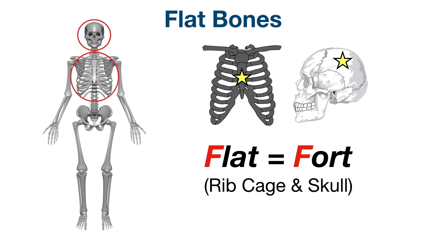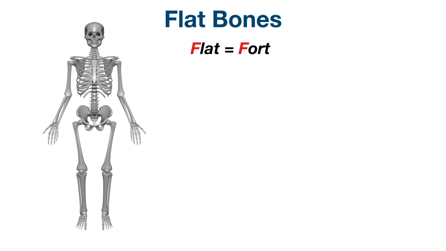They're located in areas where protecting vital organs is required, such as the skull and thorax. Therefore, you can broadly remember the flat bones as being found in the rib cage and part of the cranium or skull. Let's take a closer look at what specific bones are flat bones.